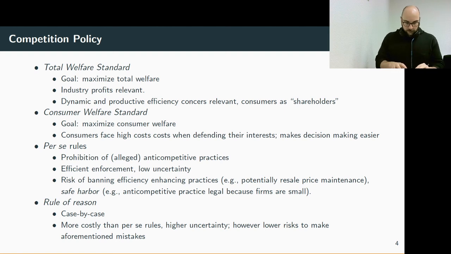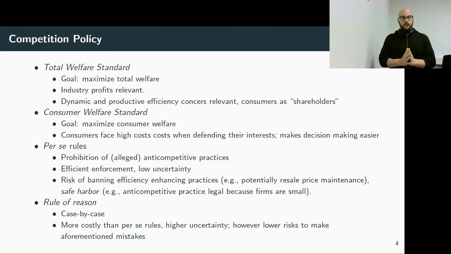The upside of the rule of reason approach is, of course, that we have a lower risk of making these mistakes, such as the risk of banning an efficiency enhancing practice, such as resale price maintenance, which in some instances may be beneficial. We just don't know. We should have to look at this, right? Whether a rule of reason based approach is more optimal is, again, subject to debate, right? Okay, so this is basically all I wanted to tell you when it comes to the basics of competition policy.